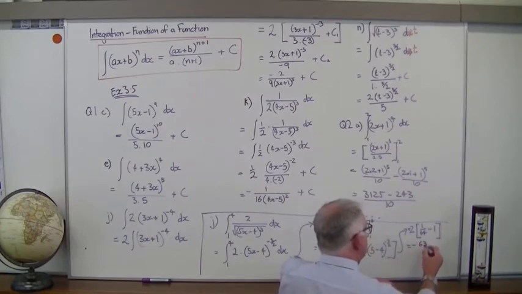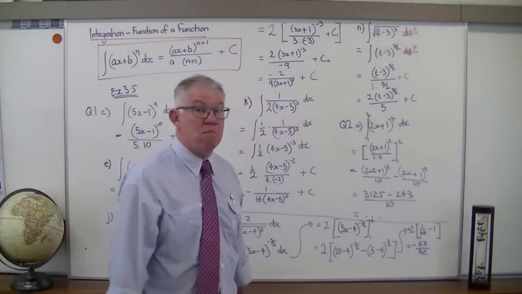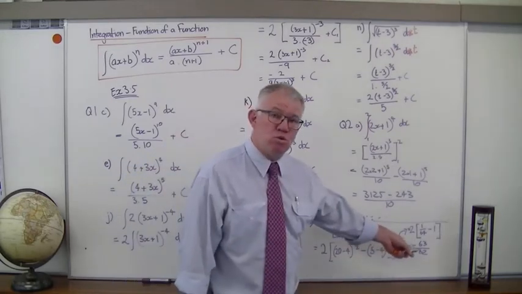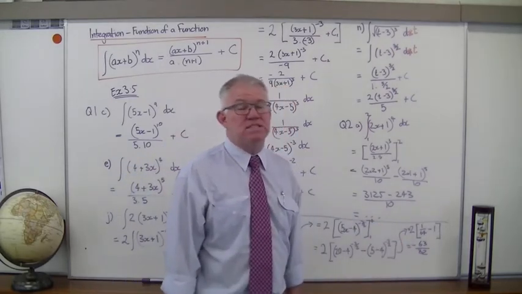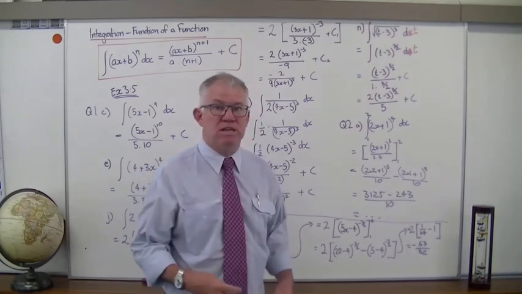Minus 63 over 32. Now in the textbook it may end up giving you a mixed numeral, but whether it's a mixed numeral or an improper fraction, there's still the same numerical value. Okay? Practice these ones, get lots of practice.